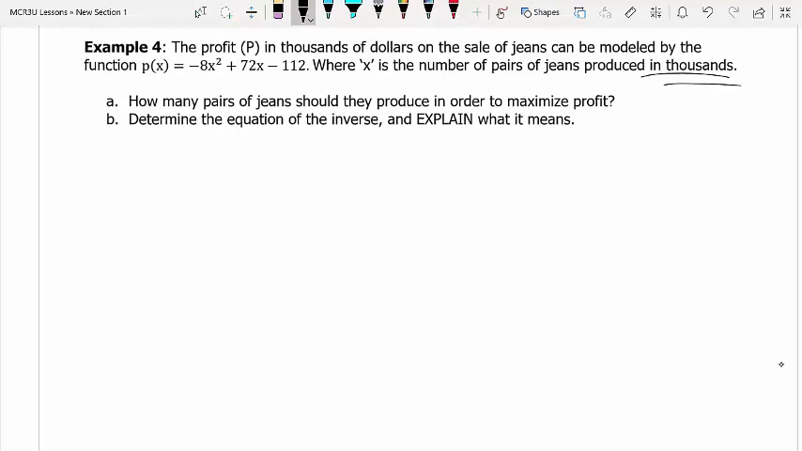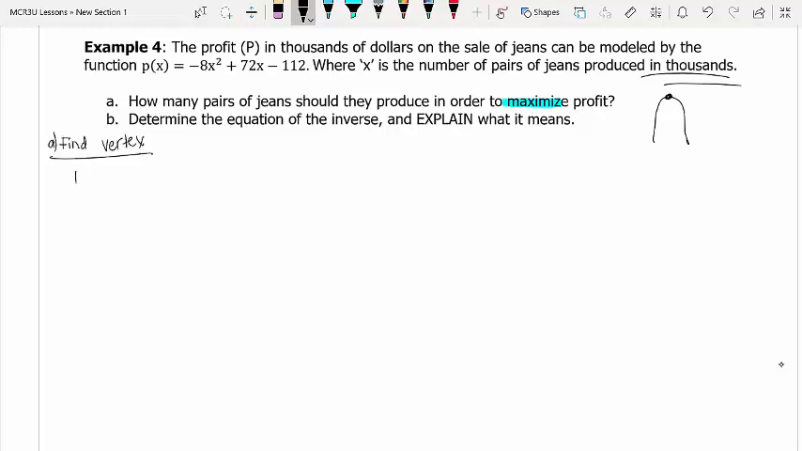Part A, how many pairs of jeans would they need to produce in order to maximize profit? So when you see the word maximize, you want to think the vertex of a quadratic, right? Because the vertex of a quadratic represents the maximum value. So to solve part A, we need to figure out the coordinates of the vertex.